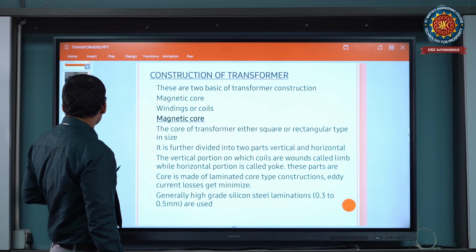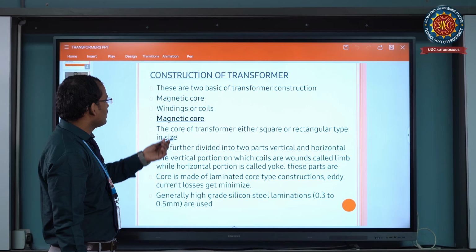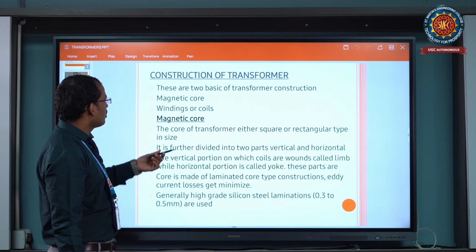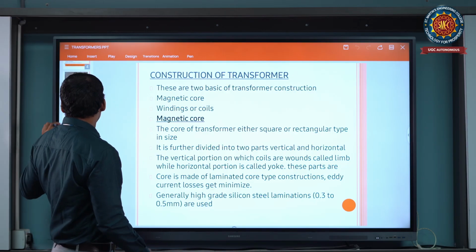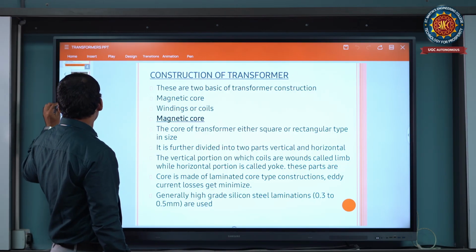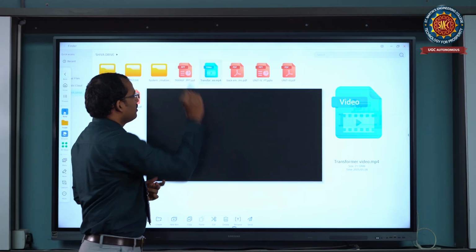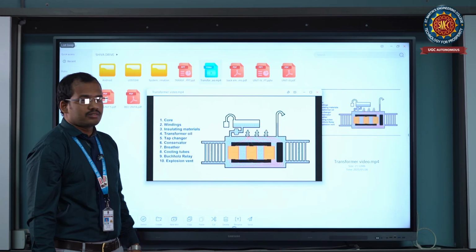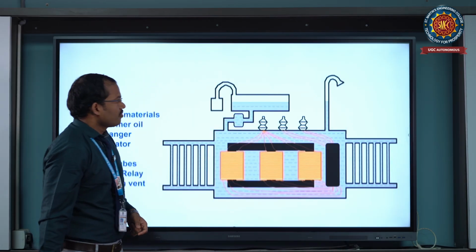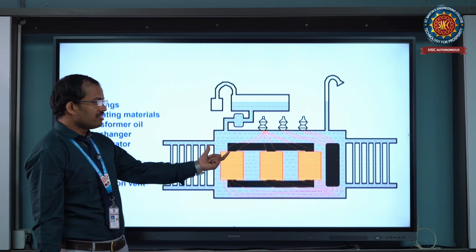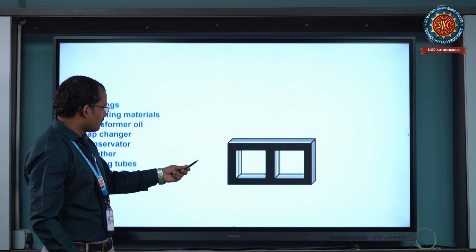transformer and the construction of the transformer. The construction of the transformer is majorly the magnetic core and windings or coils. Before that, see the basic video of the transformer. So how does it work? This is the basic construction of the transformer.